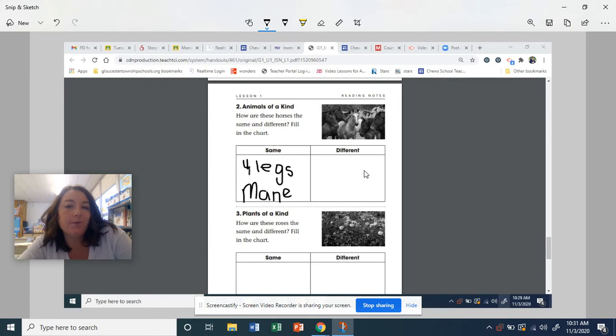Now on this side, we're going to talk about how the horses are different. Just because they're all horses, they're not all the same, right? They have a lot of differences. So I see brown horses, and then I see a speckled white horse. Then I see a horse here that looks like it could be white, and the picture is black and white. We might also see black horses, right? So I'm going to write that they could be all different colors.